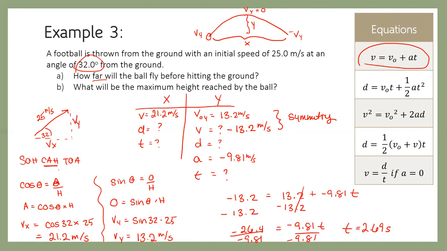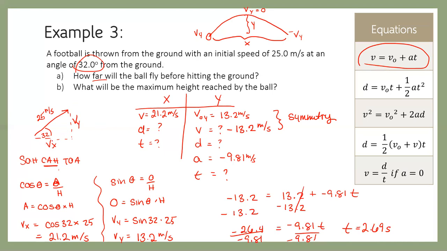I always love it when I get a different calculation when I calculate the second time. That's never a good sign. So 26.4 divided by negative 9.81 leaves me with 2.69 seconds that it's in the air.